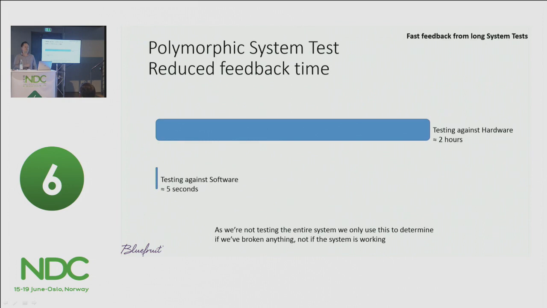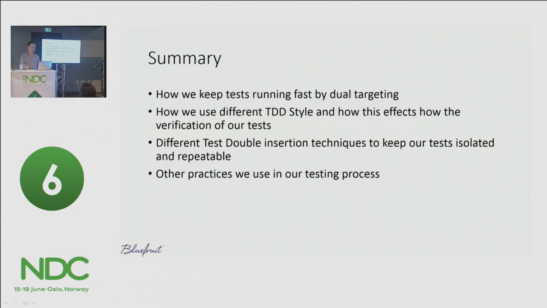And importantly, we only use the software tests to check if we've broken anything. As we're not testing the entire system, we don't use it to say it's definitely working. So, in summary, I've talked about how we keep our tests running fast by dual targeting, how we use different TDD styles and how this affects the verification of our tests, how we use different test double insertion techniques to keep our tests isolated and repeatable, and some of the other practices we use in our testing process.